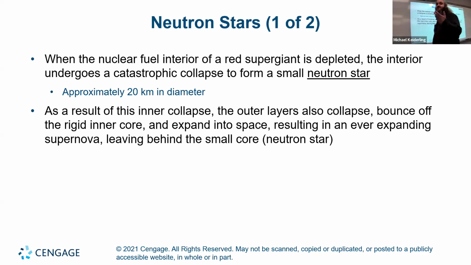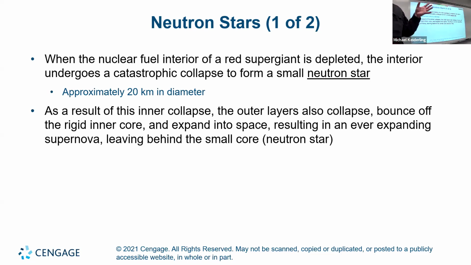And when the nuclear fuel in the interior of a red supergiant is depleted, the core is full of iron and it collapses. If it's not too big, it will collapse to form a small neutron star. If the core is less than about 3 solar masses, it will form a neutron star. And a neutron star is about 20 kilometers in diameter. It's about the size of a city.